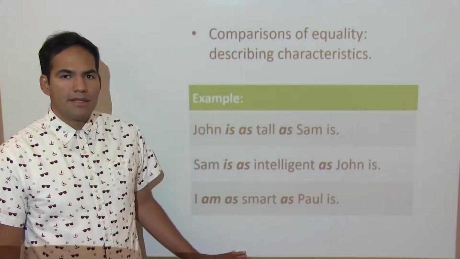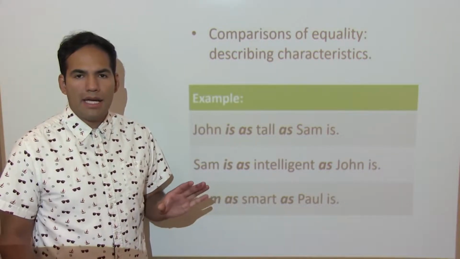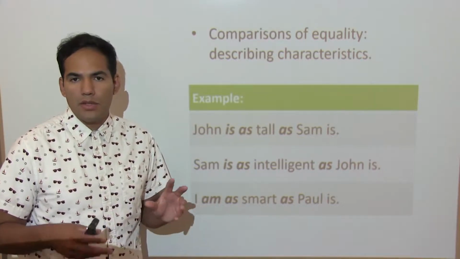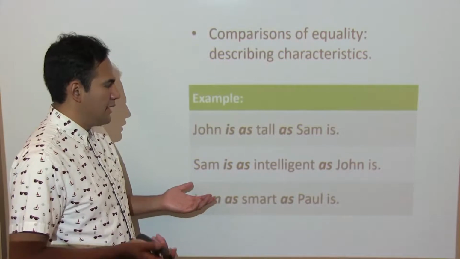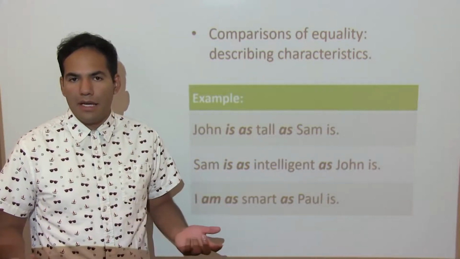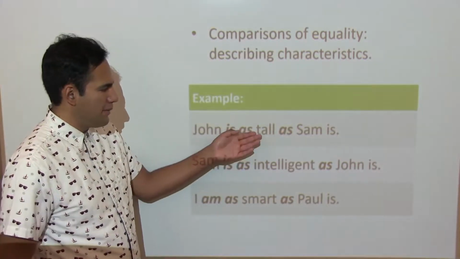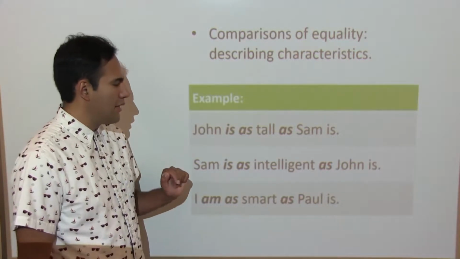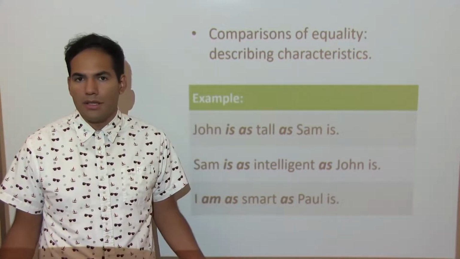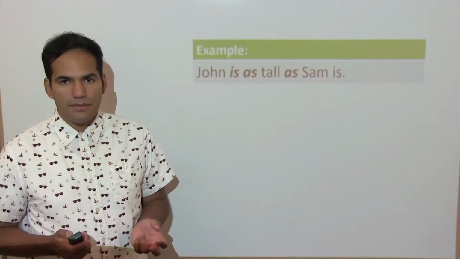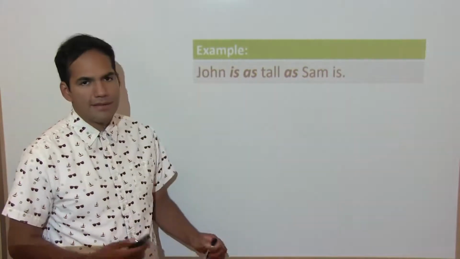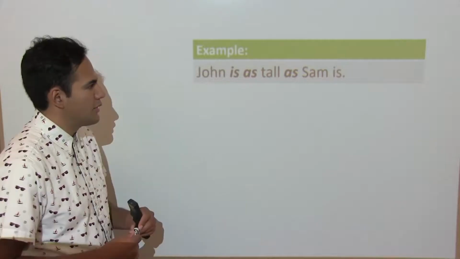So in these comparisons, we're not making a differentiation between who has more intelligence than who. They all basically have the same level or the same amount of height or intelligence, or they're all smart at the same level. So that's the important thing to remember. But now let's break it into pieces and see how this works.